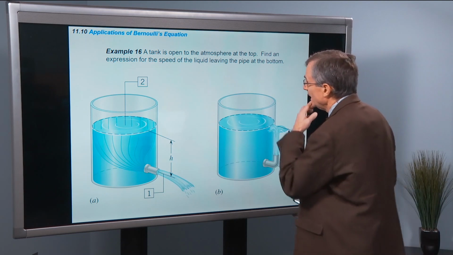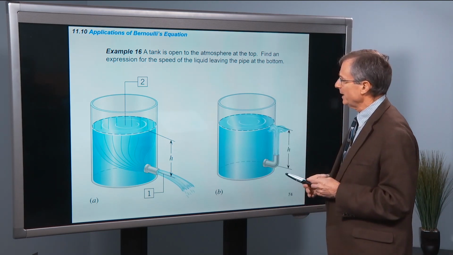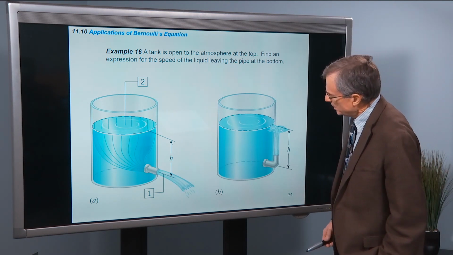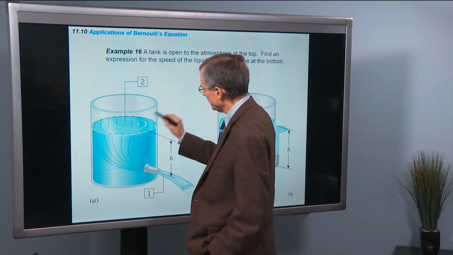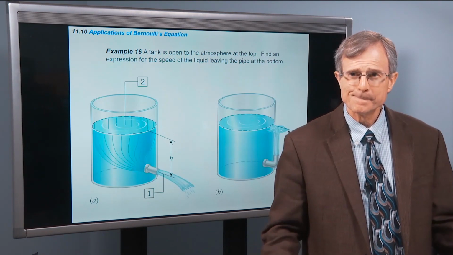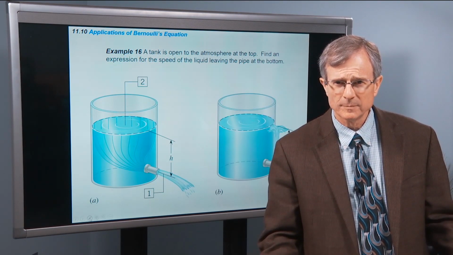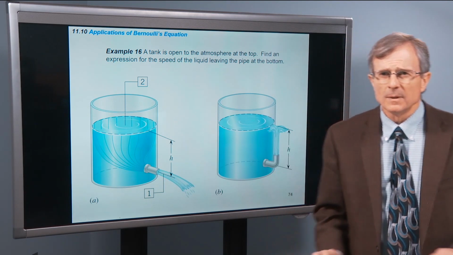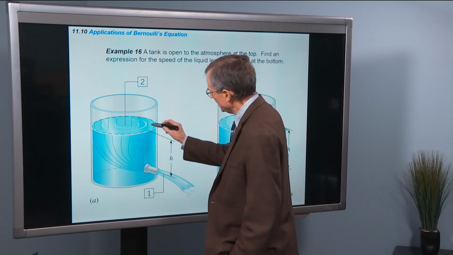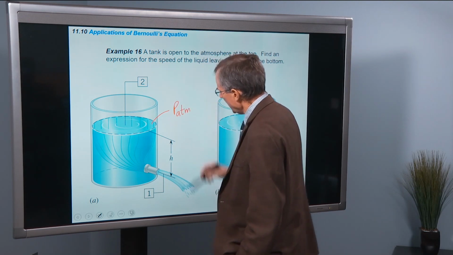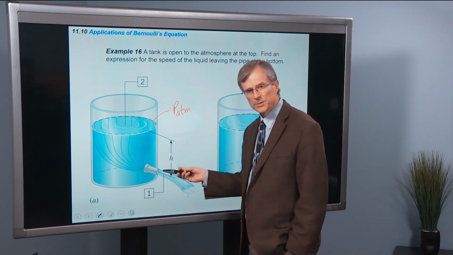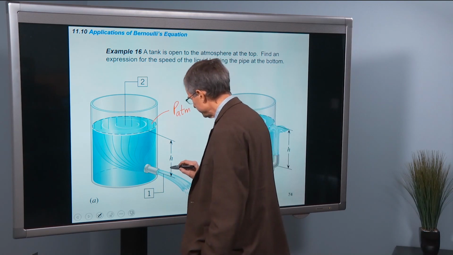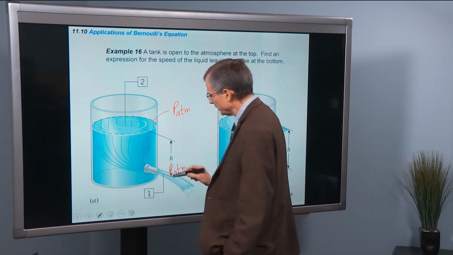All right, another example. A tank is open to the atmosphere at the top. Find an expression for the speed of the liquid leaving the pipe at the bottom. So in this particular case, we're looking at atmospheric pressure up here on the top. Atmospheric pressure on the top, but we're also allowing this to exit the liquid at the bottom. So there's going to be atmospheric pressure at the bottom.